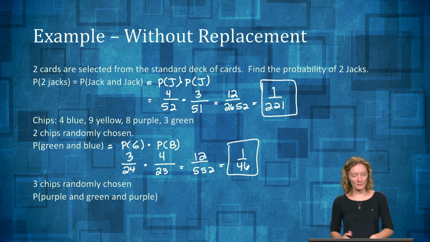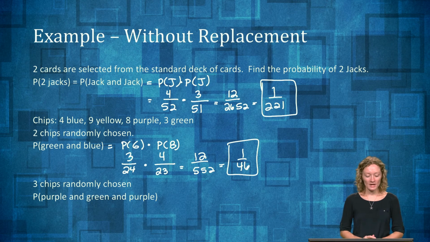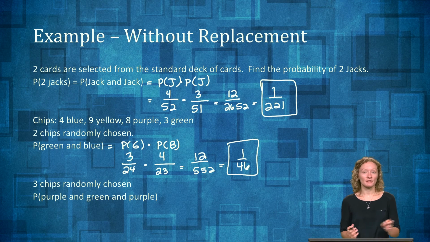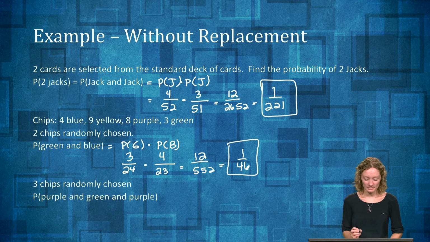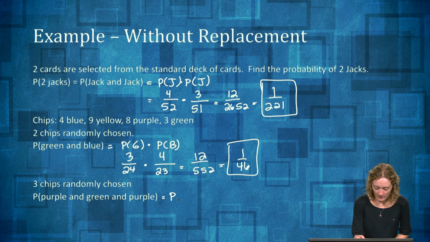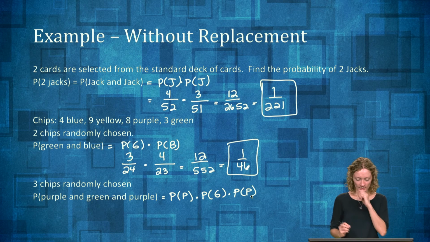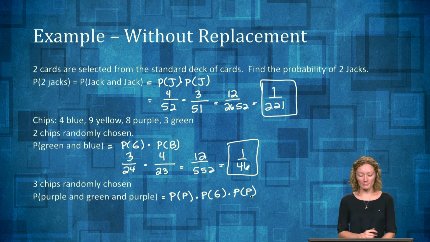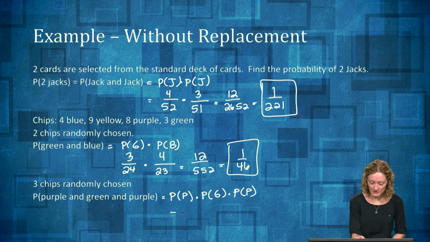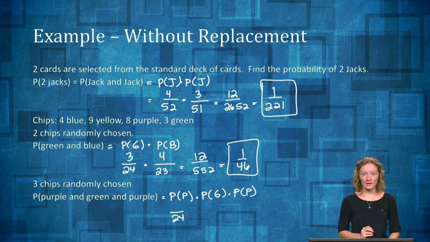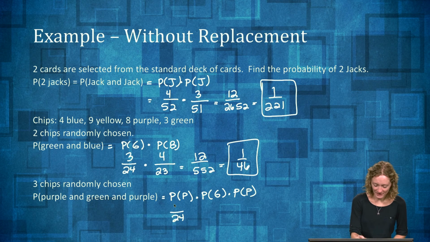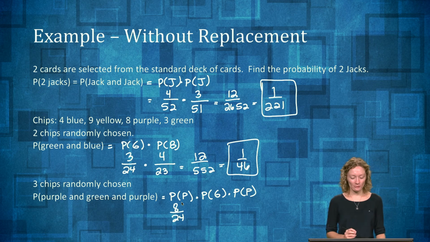Okay, last scenario with the chips. Let's say 3 are chosen randomly. What's the probability of choosing a purple and then a green and then a purple? We're still under the umbrella of without replacement. So probability of purple, probability of green, probability of purple. Okay, probability of purple. Out of the 24, how many meet this criteria of being purple? There's the 8. My brain was ahead of me. 8 out of the 24 are purple.